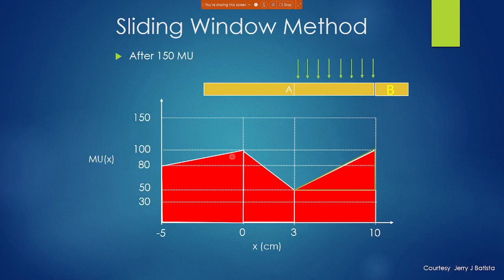But you see the difference. The maximum dose is only 100 MU, but to achieve that, I have to deliver a total of 150 MU because I did it in pieces. It's a piecewise polynomial.